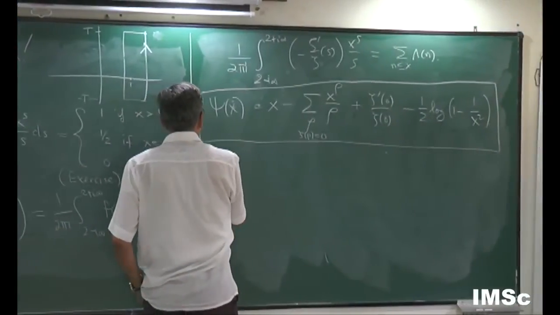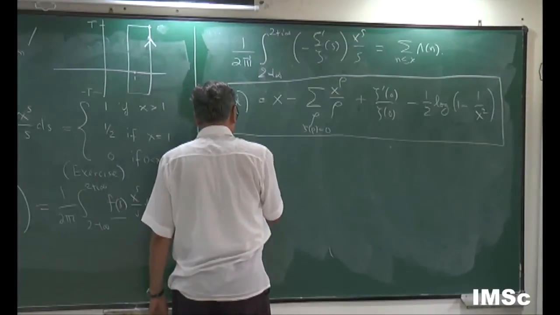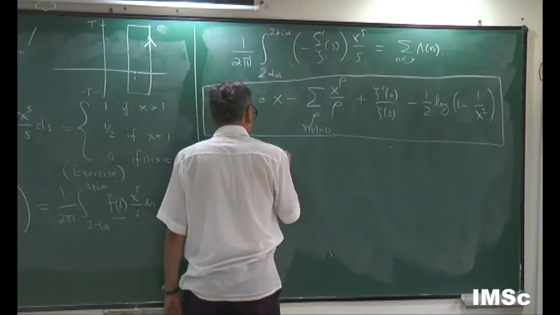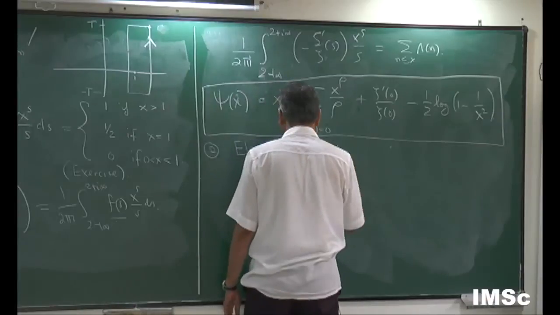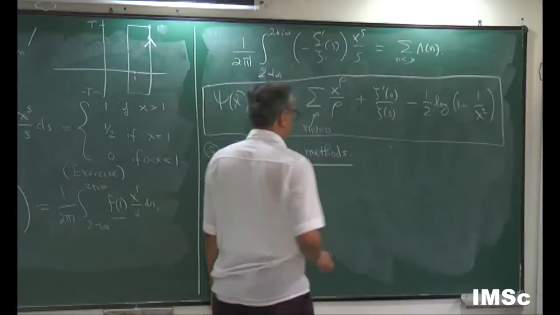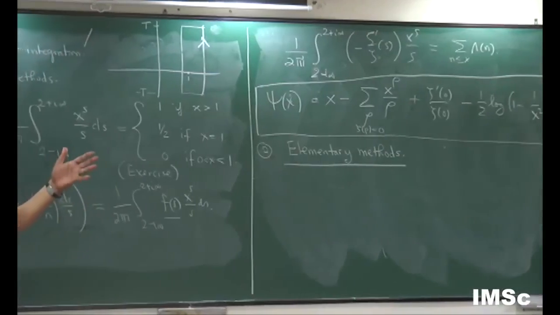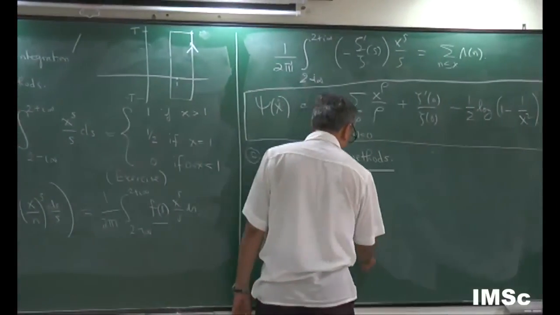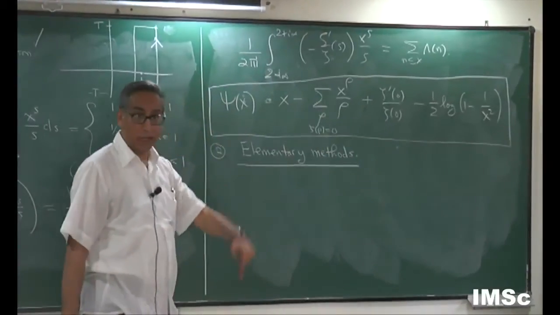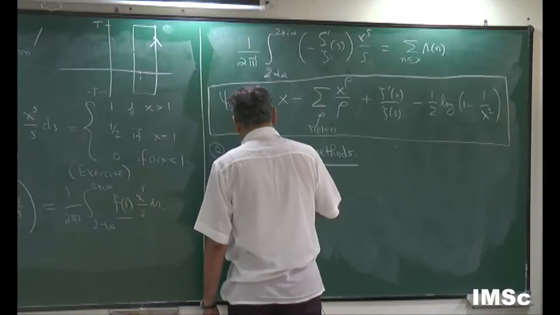Okay. The second method is elementary methods. These are more difficult, of course, but sometimes not. These are basically bare hands estimations and so on and so forth. And sometimes elementary methods may lead to better error terms. For example, in the problem that I gave you as a homework assignment, counting the number of square free numbers.